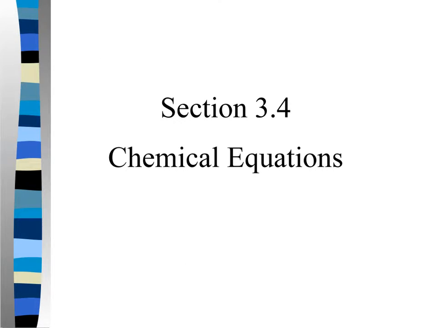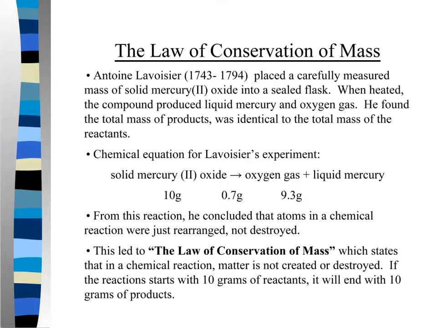Next section, chemical reactions. First thing that we want to talk about, before we get into that, is the law of conservation of mass. This is a very important law that you'll need to be aware of. Antoine Lavoisier, back in the 1700s, placed a carefully measured mass of solid mercury II oxide in a sealed flask. When heated, the compound produced liquid mercury and oxygen gas. He found the total mass of the products was identical to the total mass of the reactants.